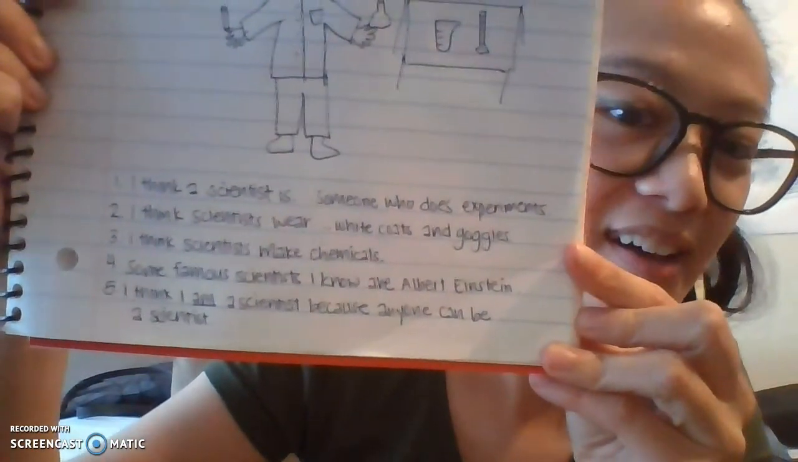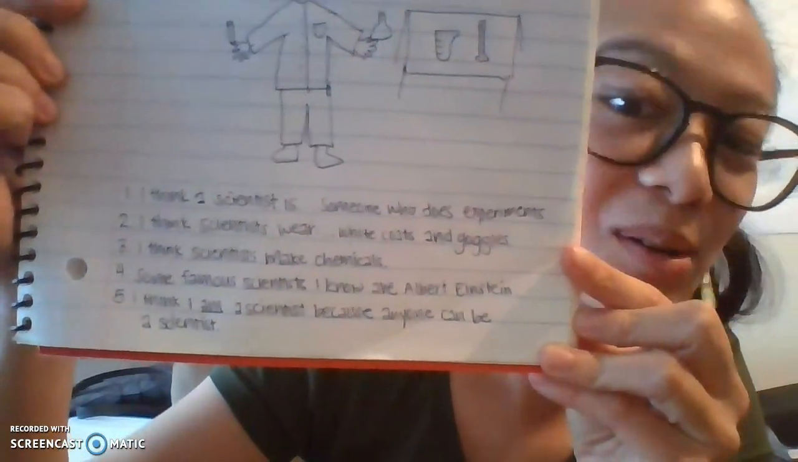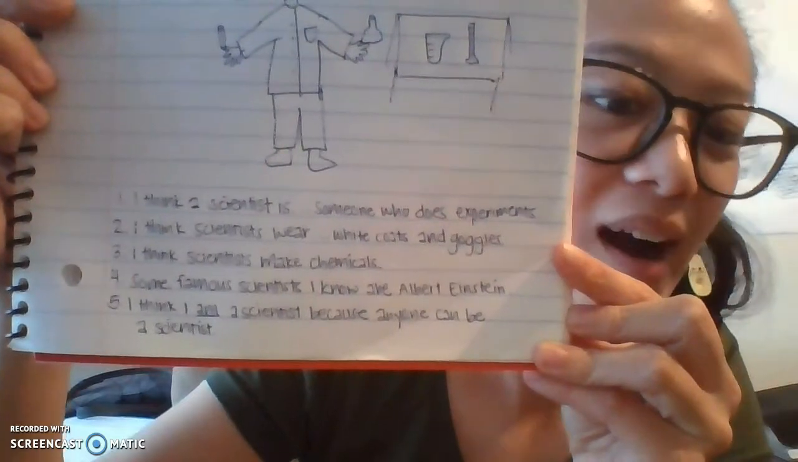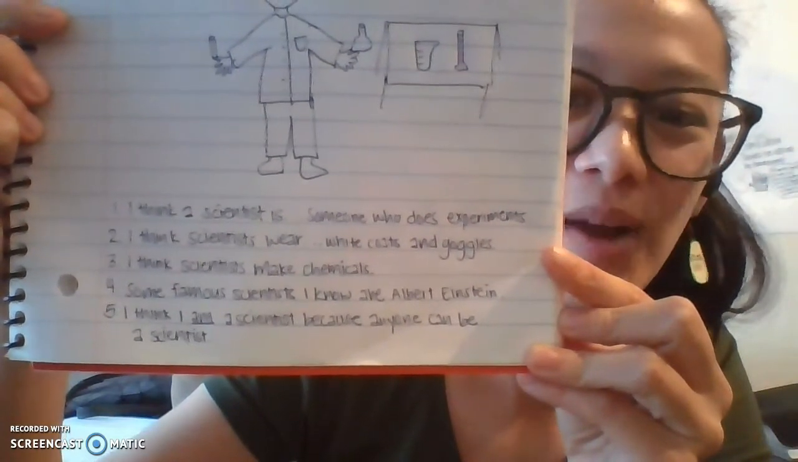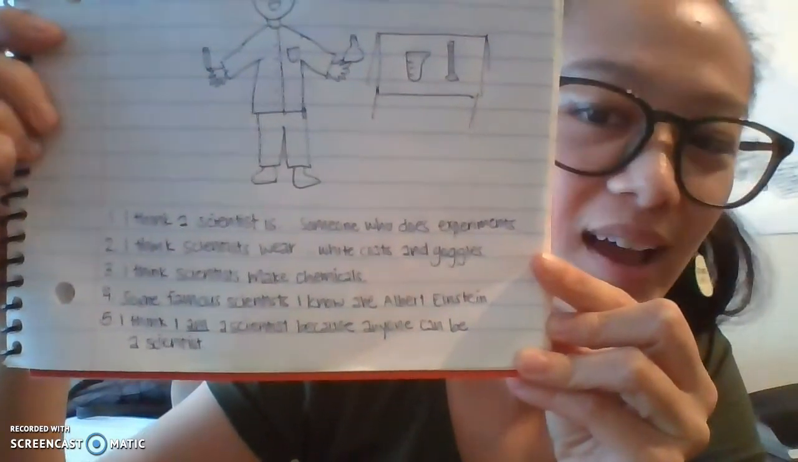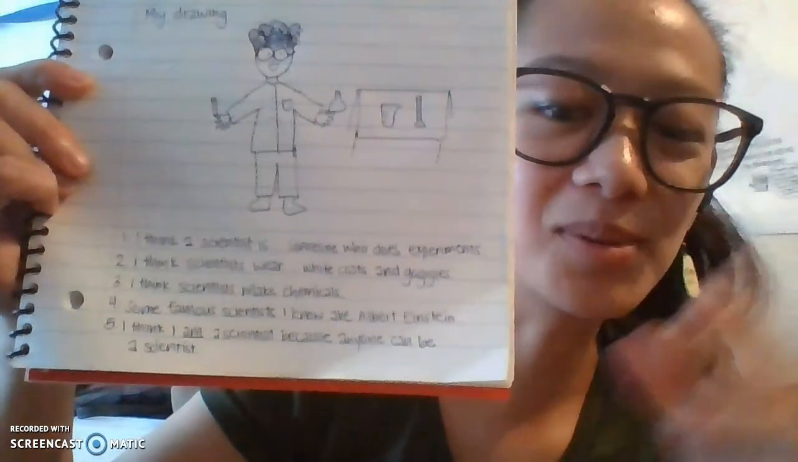So I think a scientist is someone who does experiments. Or I think a scientist wears white coats and goggles. We said goggles were the glasses that scientists wear, right? So make sure you have your picture and your 5 sentences.